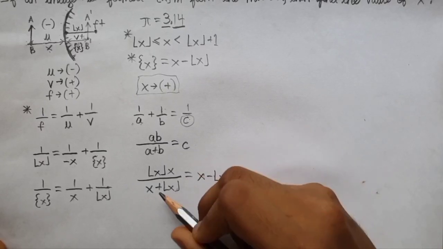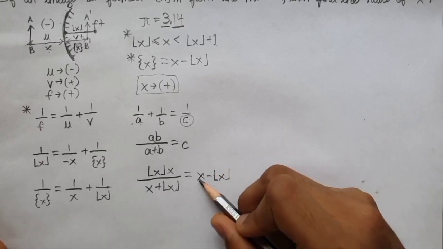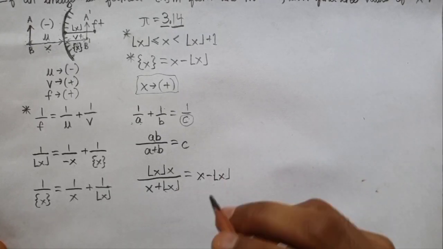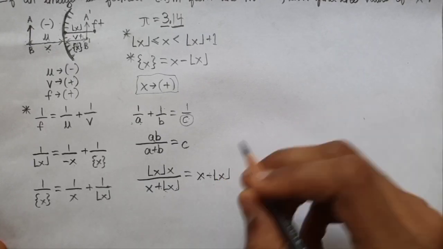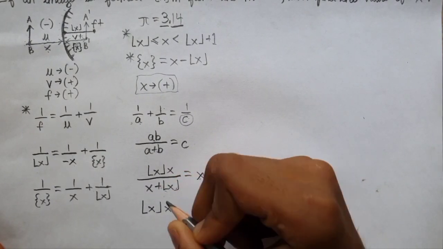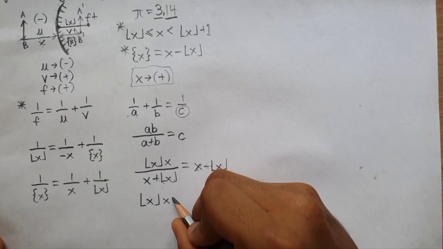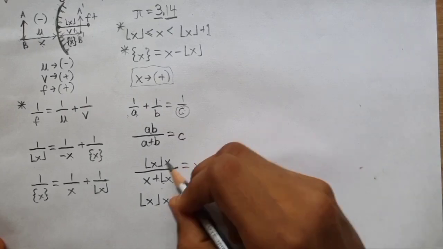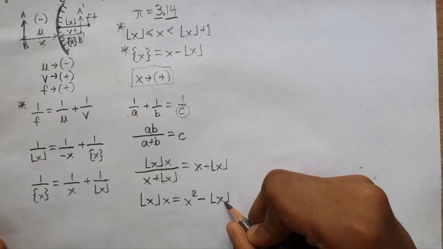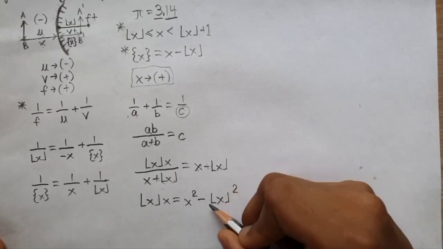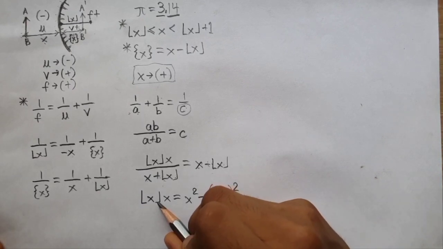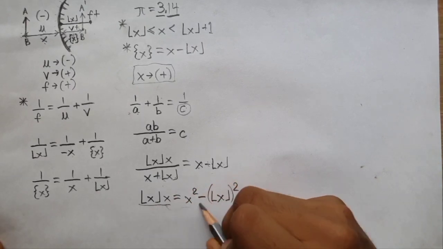We can transpose this. As you can see, this is the sum and this is the difference. So if we multiply them, we always get the difference of two squares. So we get floor of x into x equals x squared minus floor of x whole squared, sorry. Looks good.